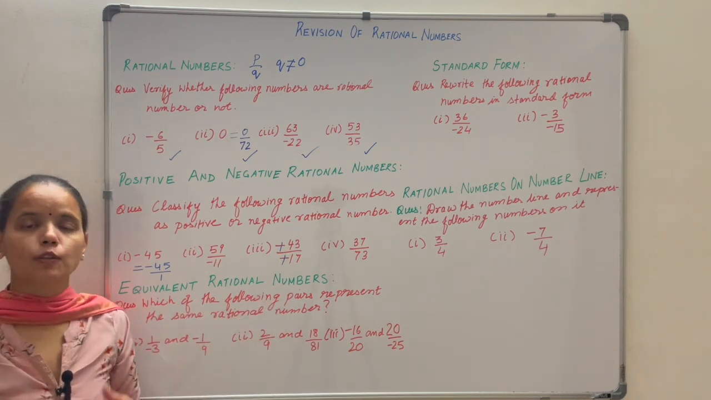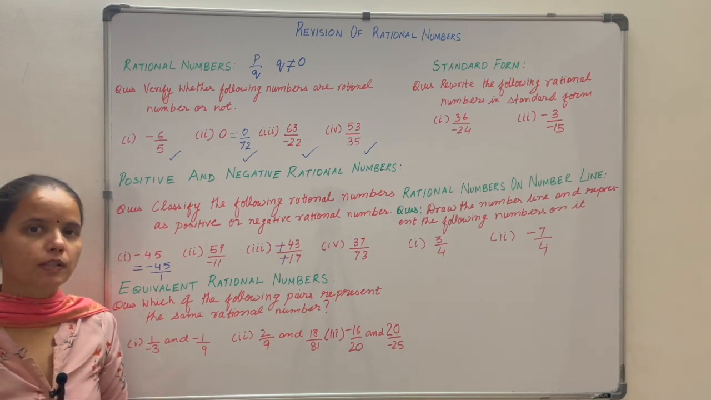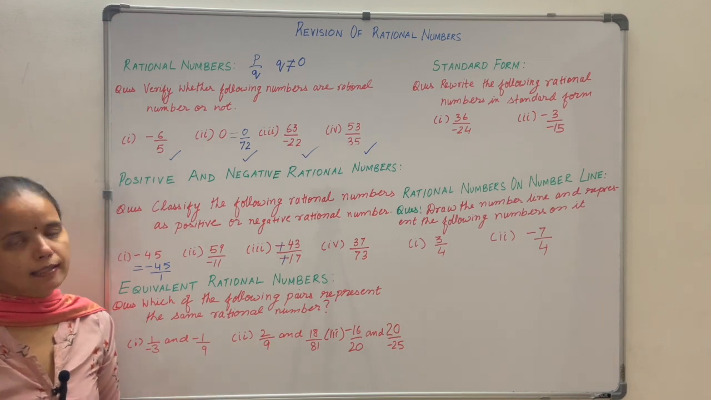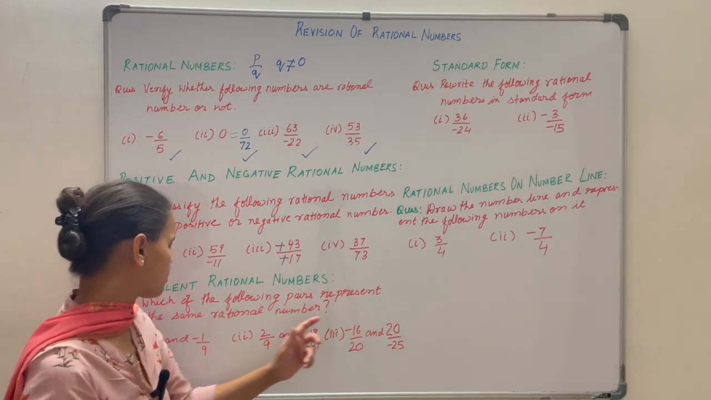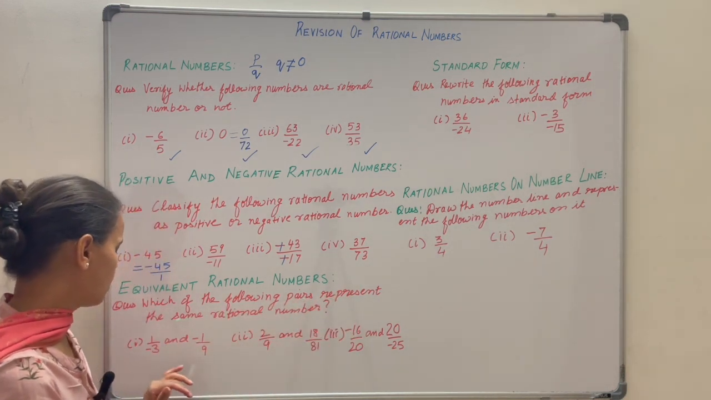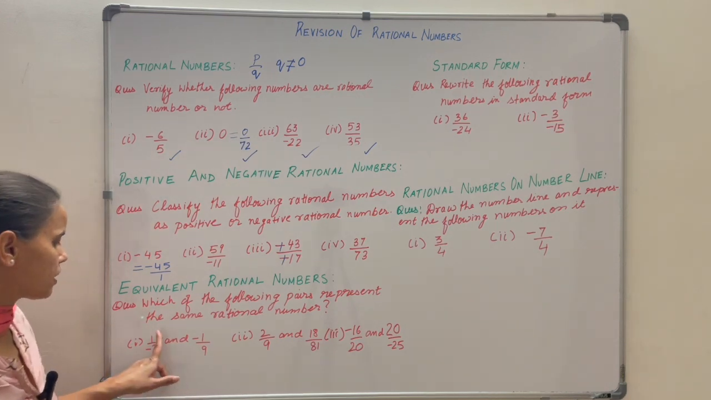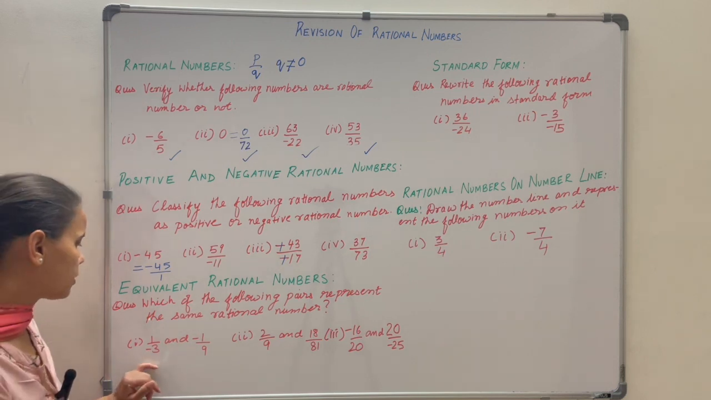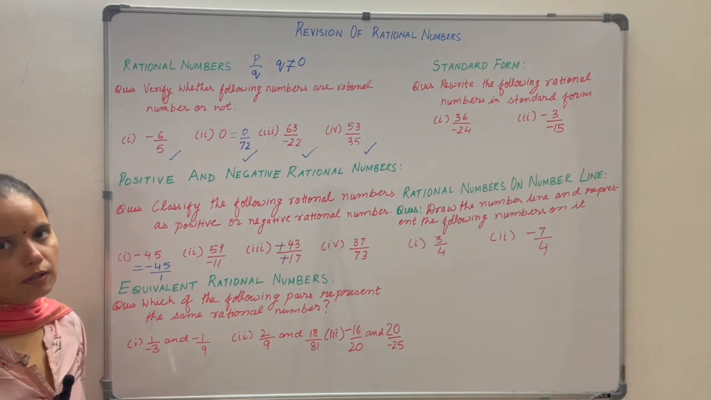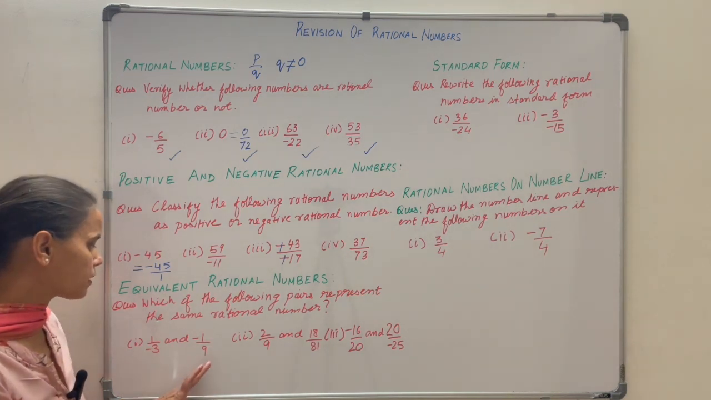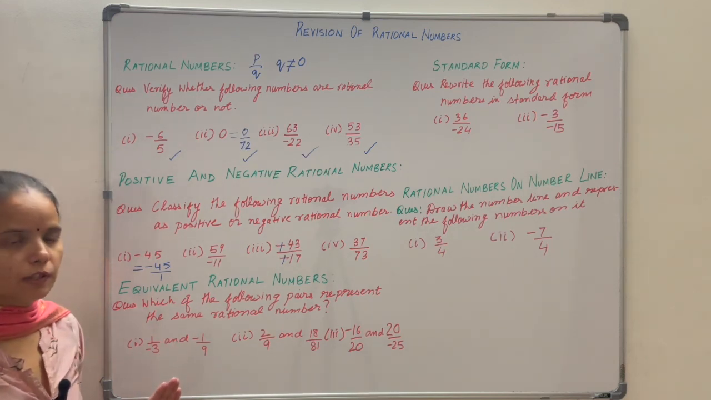Equivalent rational numbers. You can find equivalent rational numbers by multiplying or dividing numerator and denominator by the same number except 0. So let us take this question. Which of the following pairs represent the same rational numbers? So here both are negative rational numbers. Here numerator is 1, here also numerator is 1. Here denominators are different. So clearly both are not the same rational number or equivalent rational number. Here minus 1 upon 9 is greater than minus 1 upon 3. So they are not the equivalent rational numbers.